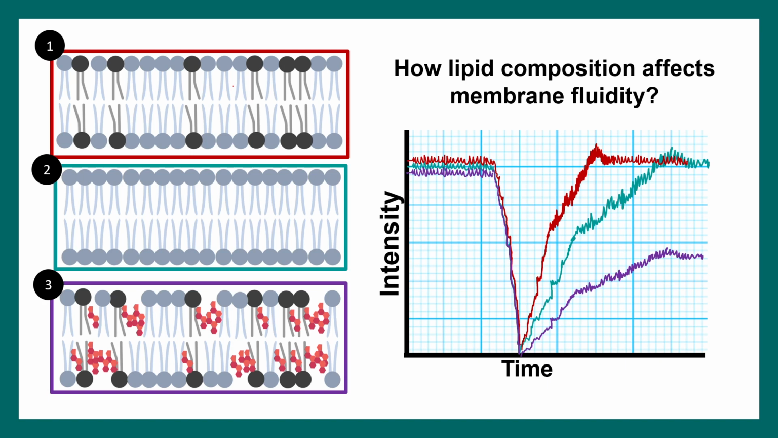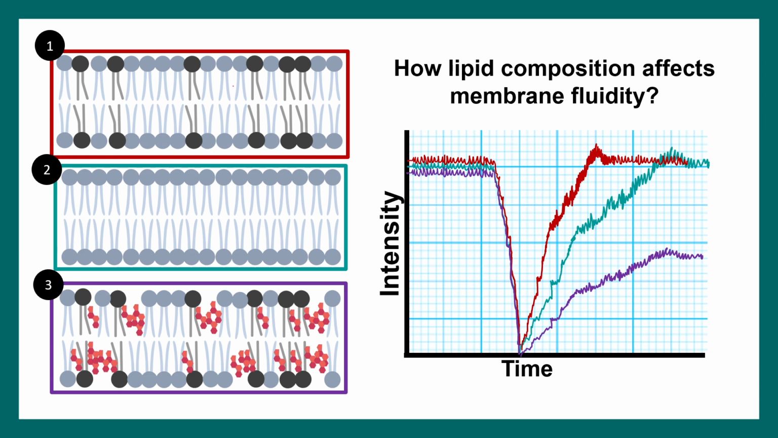In this situation, we can see there are three particular membranes and they have different membrane compositions. The first one has a lot of unsaturated fatty acids. The second one is entirely composed of saturated fatty acids, and the third one is a mixture of saturated and unsaturated fatty acids with some amount of cholesterol in it. So if we want to understand which has the highest membrane fluidity, we can look at the FRAP profiles, right?